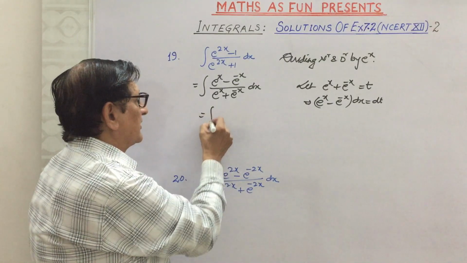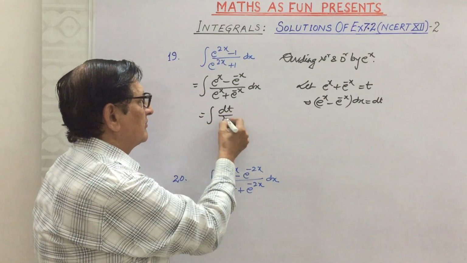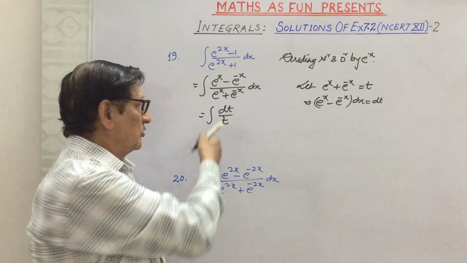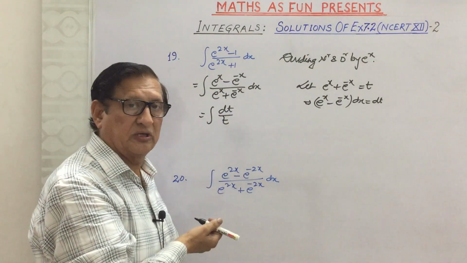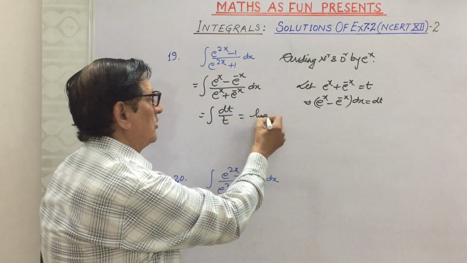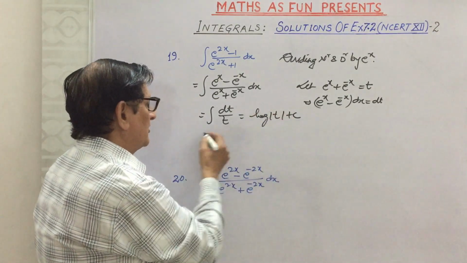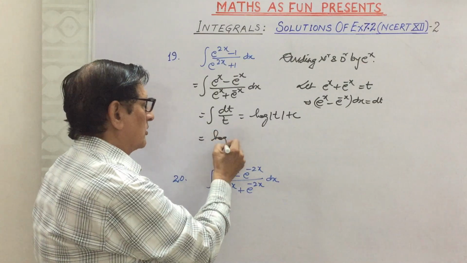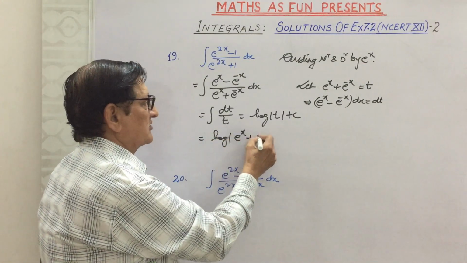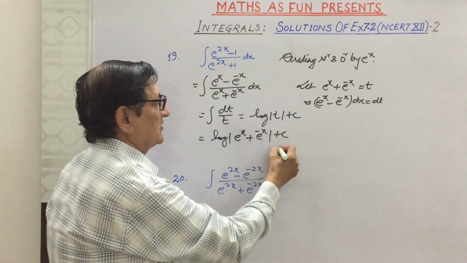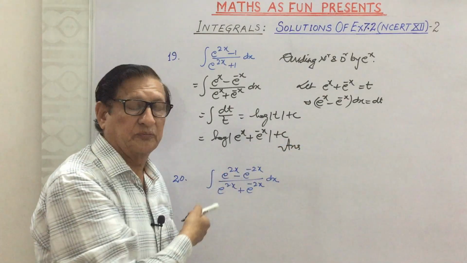So this can be written as dt upon t. And we know the integral of 1 upon t is log t. So this will be log of t plus c. Substituting the value of t, we get here log of e to the power x plus e to the power minus x plus c. That becomes the answer to the problem.